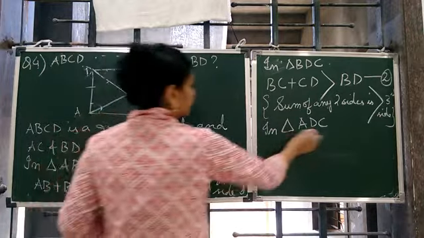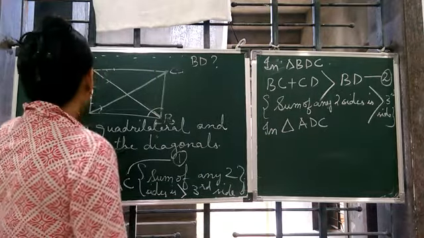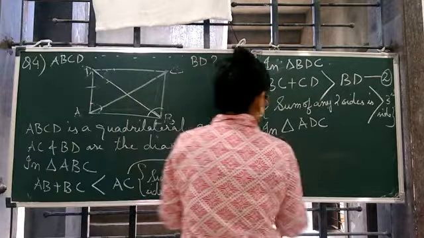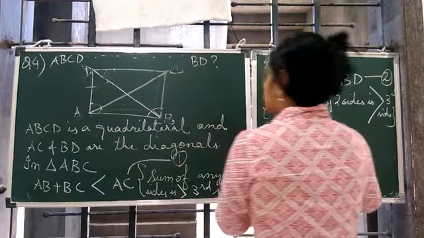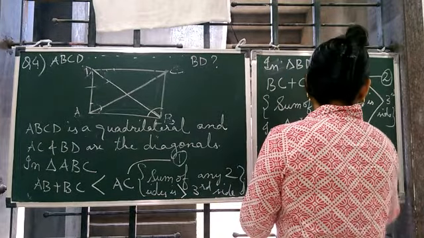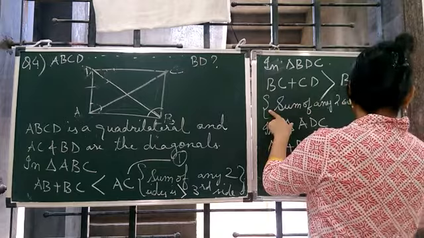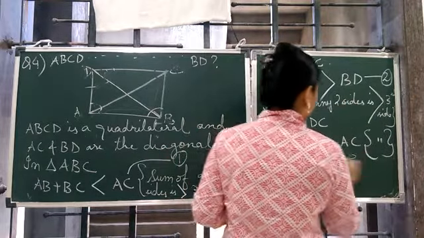So we start once again with ABC. So AD plus BC is greater than AC. And we write here the same thing, the sum of any two sides is greater than the third side, and this we get as equation number 3.